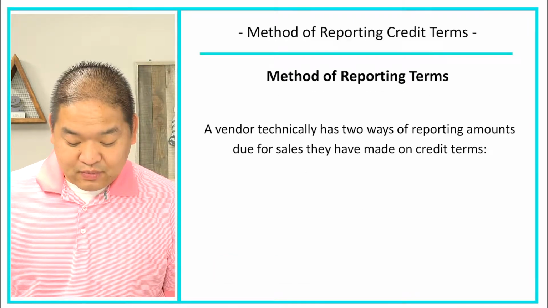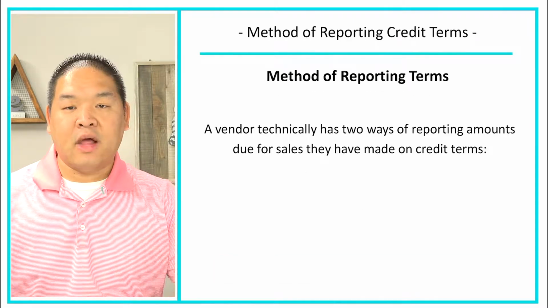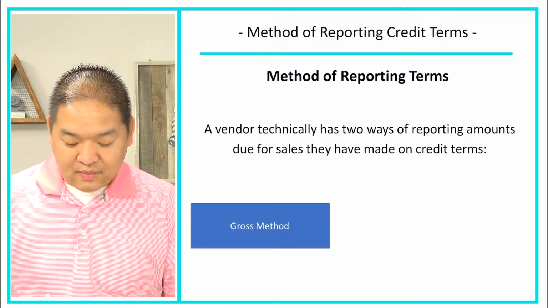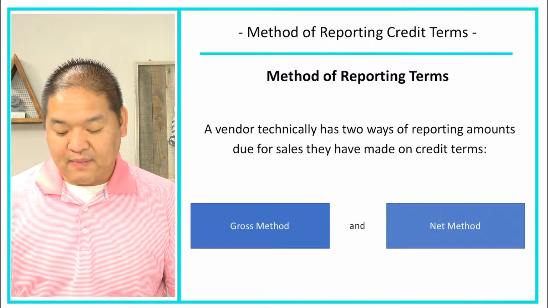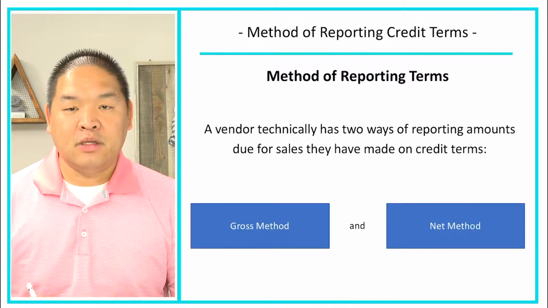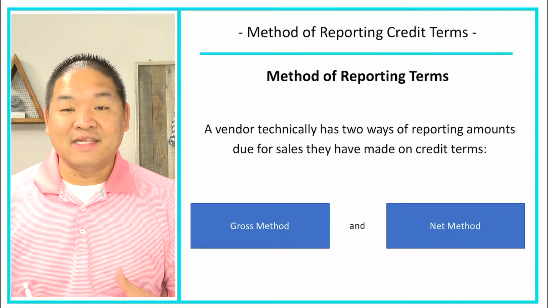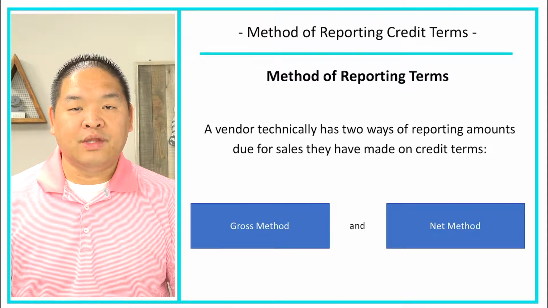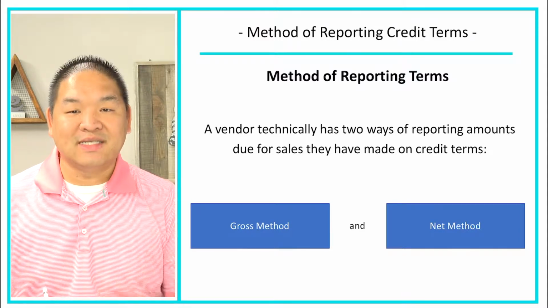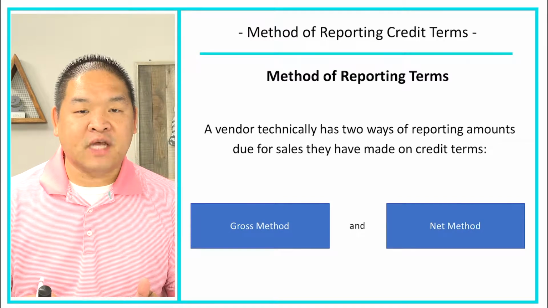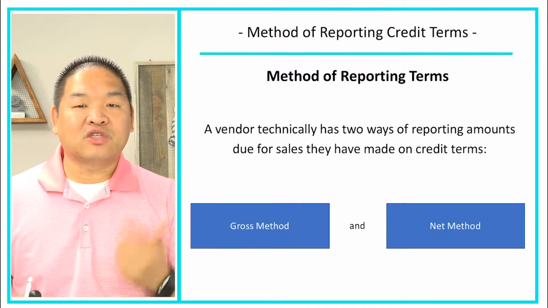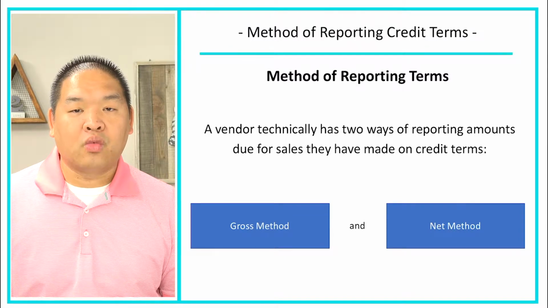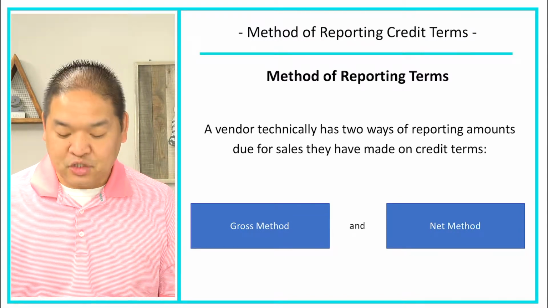So technically speaking, there are two ways of reporting just like the customer. On the vendor side, we still have the same thing. We have the gross method. We also have the net method. And when we use it is dependent on what that customer tends to do, or what most customers tend to do with the credit terms. Remember, credit terms is a discount for paying within a short amount of time so that we can get our customers to pay us quickly so that we can then take that capital and reinvest it in more product or reinvest it in some other investment options.